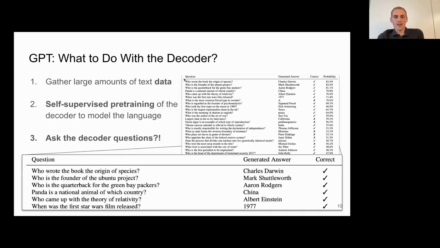So now you could put into the model some question as an input. This is a screenshot from the GPT paper. A question you might ask is, who wrote the book The Origin of Species? And then the model is going to continue how it would expect normal natural language to continue in that case. And an answer it might give for that specific question is going to be Charles Darwin, because that's what it has seen in the context of this question.